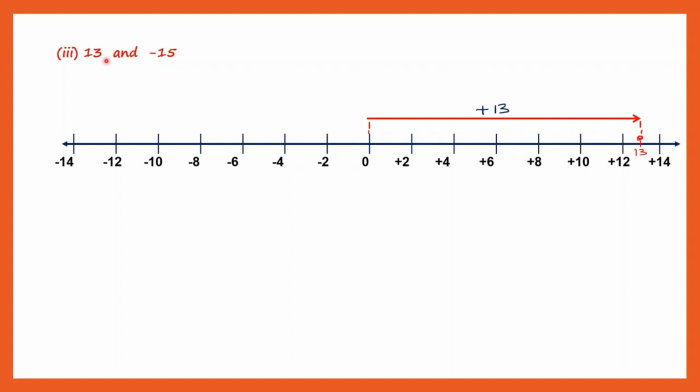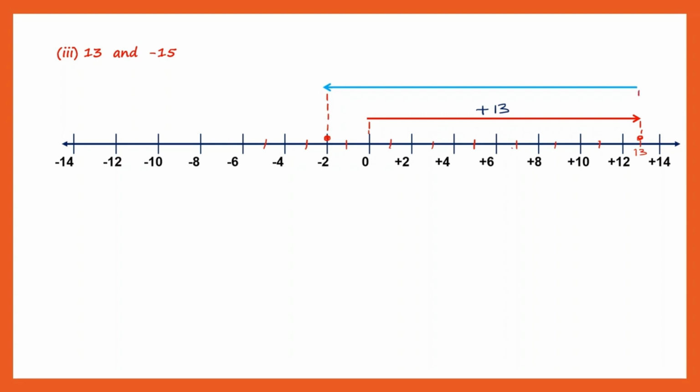So let's do that. Now the second integer is minus 15. So let's move to the left 15 steps from 13. So 13 is here. 15 steps to the left. 1, 2, 3, 4, 5, 6, 7, 8, 9, 10, 11, 12, 13, 14, 15. So we have reached minus 2. Let's mark minus 2 here. So from 13, we are moving to the left and reaching minus 2. So we have reached minus 2 here.